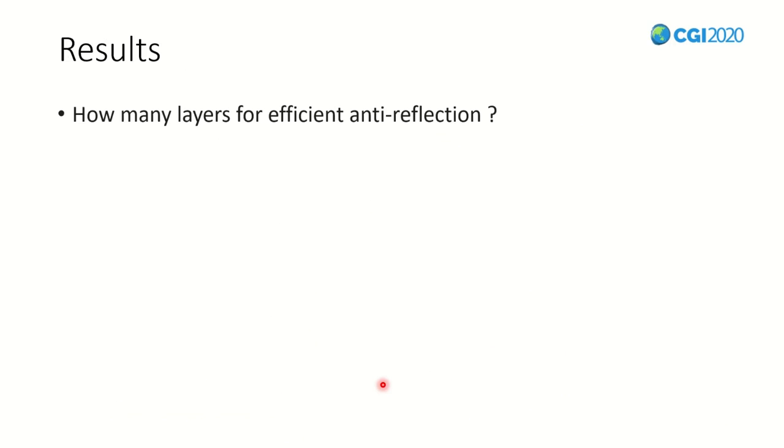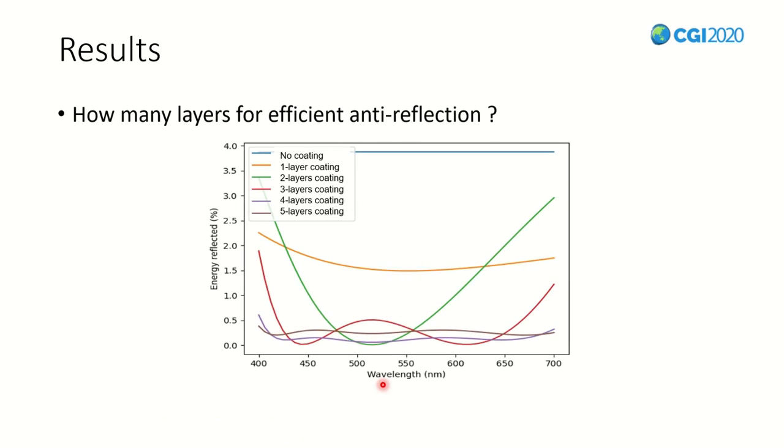So the first question we can wonder is how many layers for an efficient anti-reflection coating? Well, if we represent the energy reflected as compared to the number of layers of our coating, we see that as we increase the number of layers, the energy decreases and is more flat over the full visible spectrum. And once we reach 4, and when we go up to 5, we see that the reflection starts to increase a little bit, even if it flattens out on the extreme border of our visible spectrum.